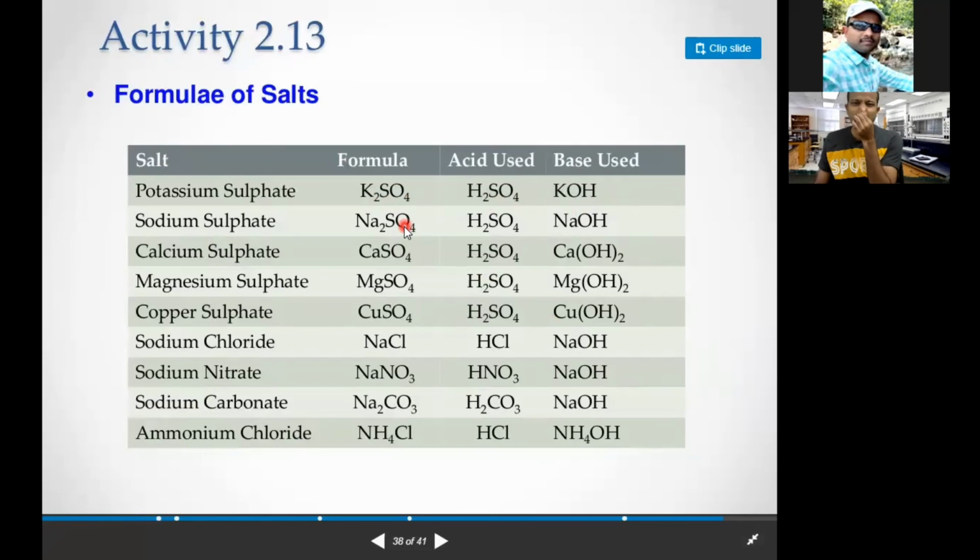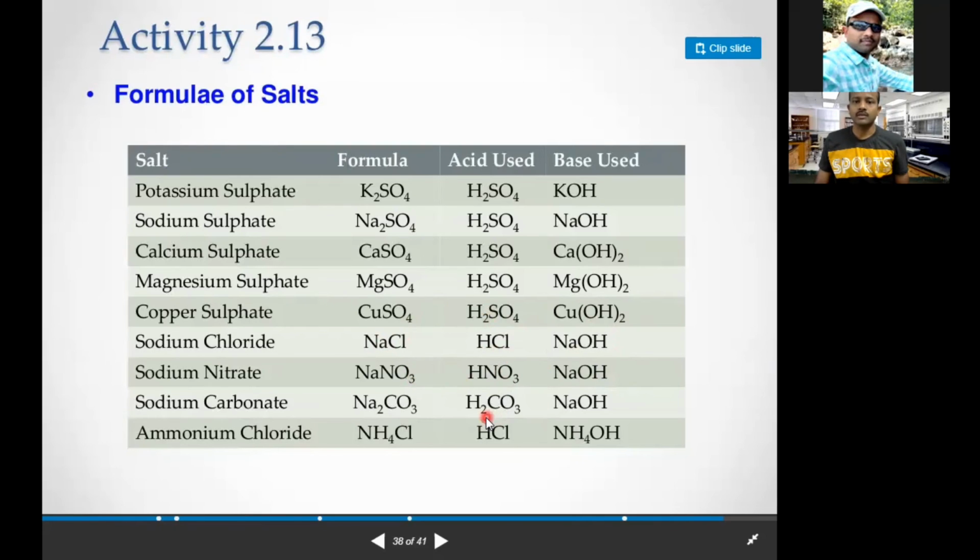Next, how are you getting Na2SO4? When strong base NaOH is added to the strong acid, you will get sodium sulfate, that is a neutral salt. When strong sulfuric acid reacts with calcium hydroxide, it will give calcium sulfate, a neutral salt. Magnesium sulfate, how are we getting it? Because of the reaction of sulfuric acid and magnesium hydroxide. Because of the reaction of H2SO4 and copper hydroxide, you are getting copper sulfate. Because of the reaction of HCl and NaOH, you are getting NaCl. Because of the reaction of HNO3 and NaOH, you will get NaNO3, sodium nitrate salt.